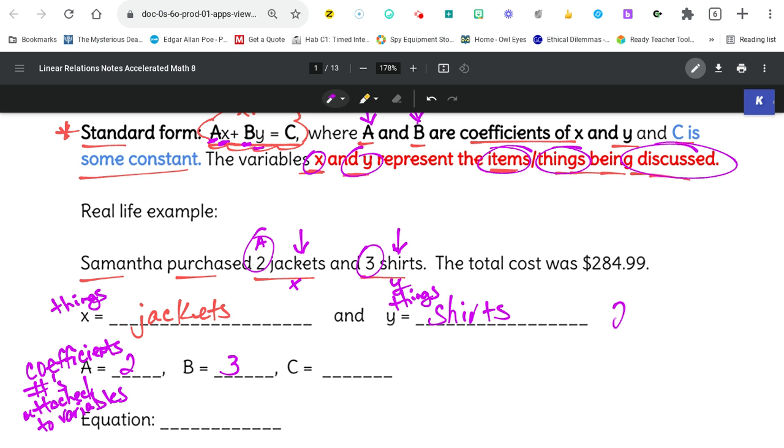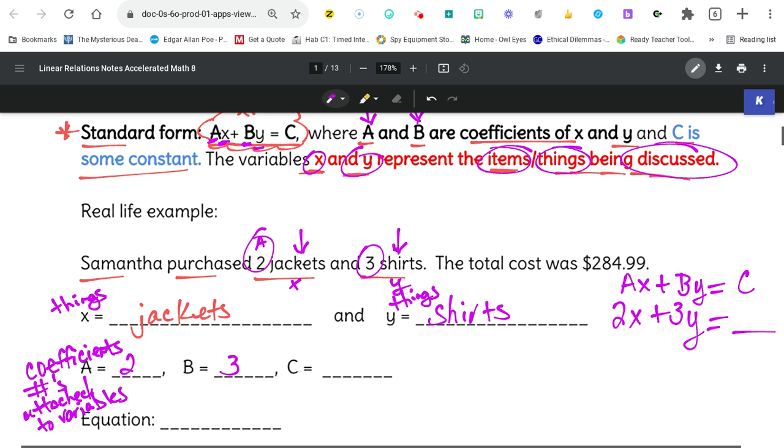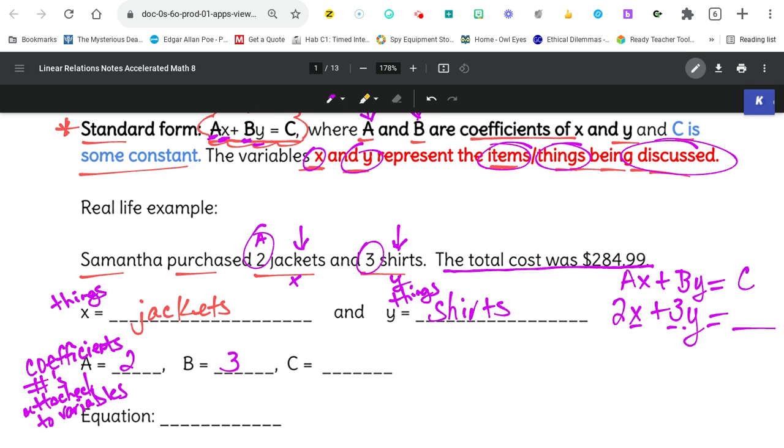So automatically I know 2 jackets and 3 shirts, and we're talking about standard form. Standard form is AX plus BY equals C. Now, what's this C going to be? I know 2 is attached to X because it's 2 jackets and X is jackets, and 3 is attached to Y because Y is shirts and it's 3 shirts. But what is C? If you keep reading, it says the total cost was $284.99. That's your C. That's that number.